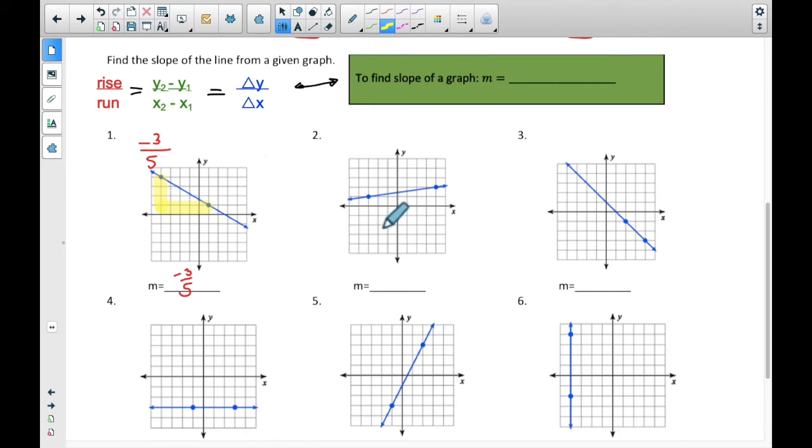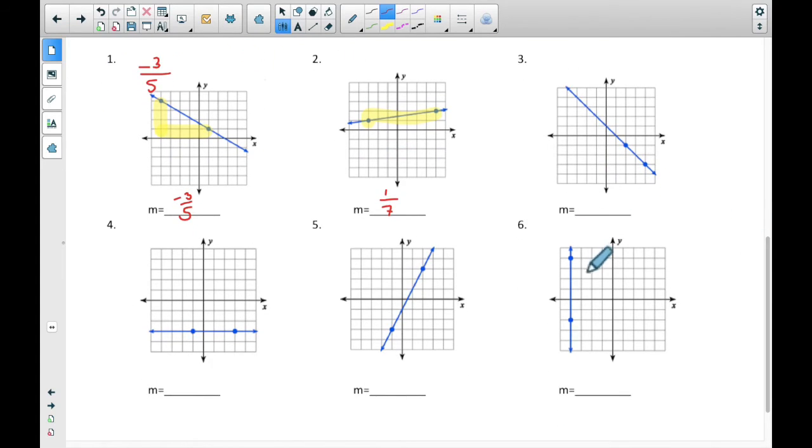Let's look at the next one, rise over run. How much is it rising? How much is it running to get from one point to the other? And so the rise looks like it's going up 1, and the run is 1, 2, 3, 4, 5, 6, 7. I believe that's 1/7.